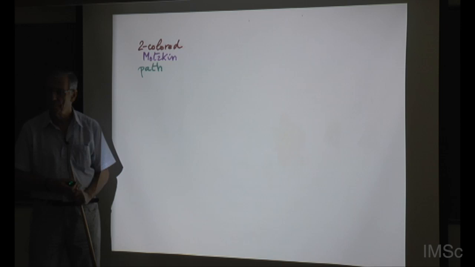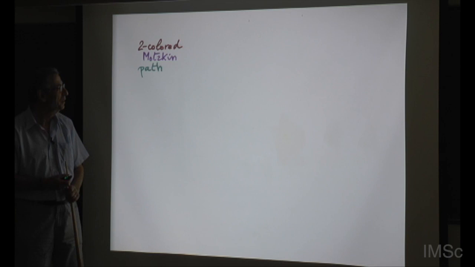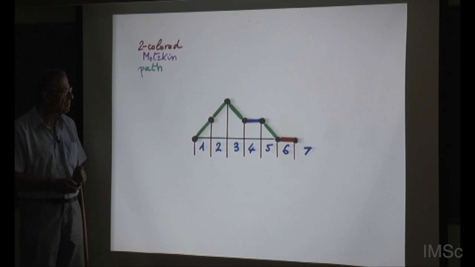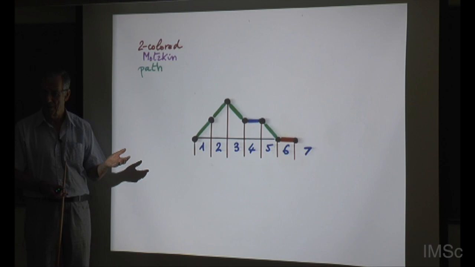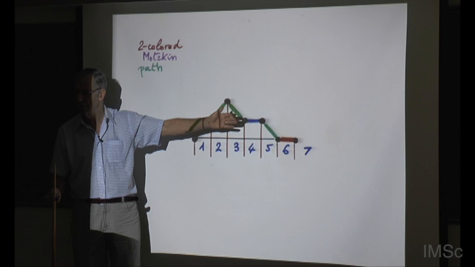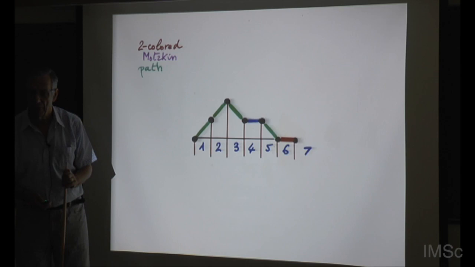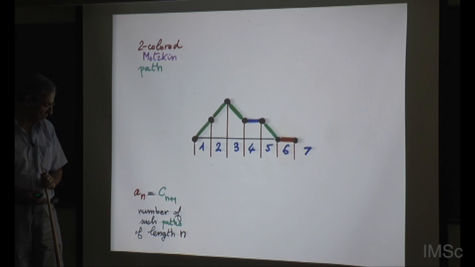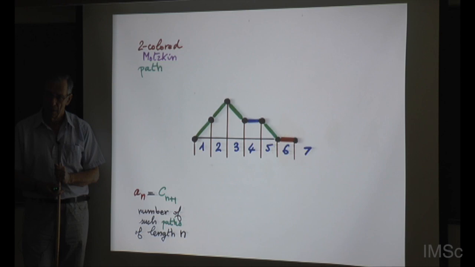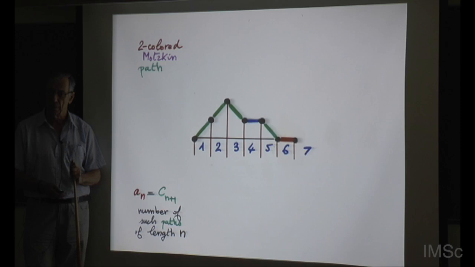So what I need for Catalan, the Catalan garden, is something, two-color Motzkin paths, which are going to be enumerated by the Catalan numbers. So a two-color Motzkin path is a Motzkin path, and on the level, you put two possible colors. Each level, you can put it blue or you can put it red. And then the number of such two-color Motzkin paths is going to be the Catalan number, shifted by one: the number of two-color Motzkin paths will be exactly C(n+1).